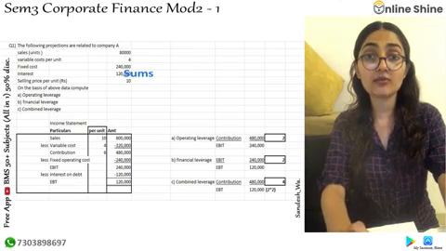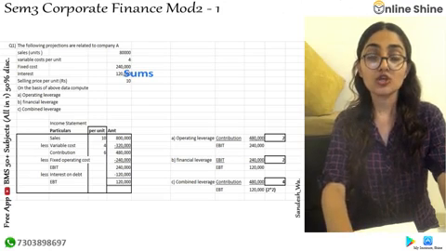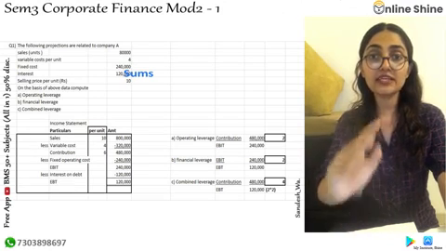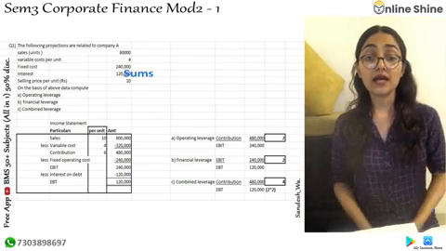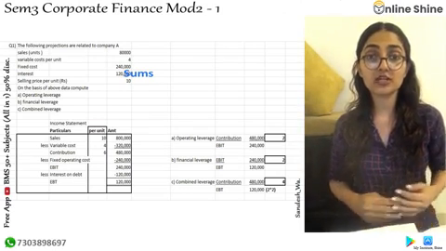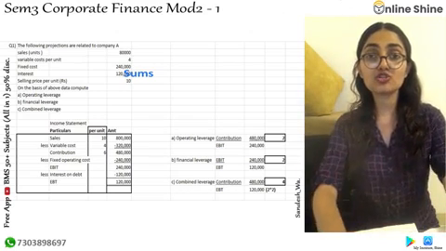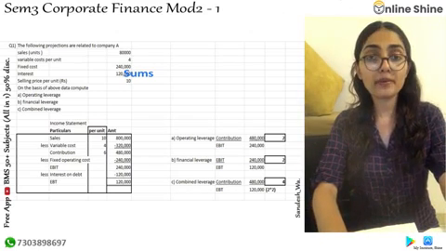Earning before tax is how much? 1,20,000. So after reducing everything, you have prepared the income statement. Now jump to the leverages, jump to the ratios. So three ratios you need to find out. First is what? Operating leverage.